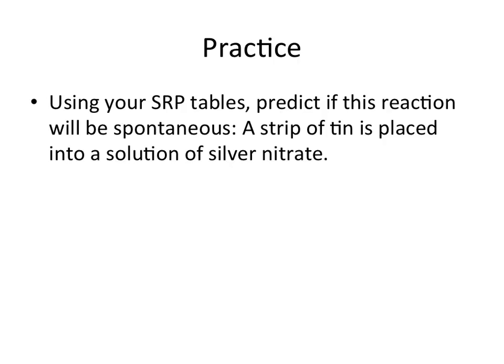So, using the standard reduction potential tables, predict if this reaction will be spontaneous or not. A strip of tin is placed into a solution of silver nitrate. So go ahead, try to write out your full equation, turn it into a net ionic, figure out which one's being oxidized, which one's being reduced, find those things on the table, write out your half reactions, balance off for the electrons, and write out your full reaction, and let's see what we can do. So go ahead, pause this, spend a couple of minutes on it, and we'll come back with the answer. All right, go ahead and pause the video.